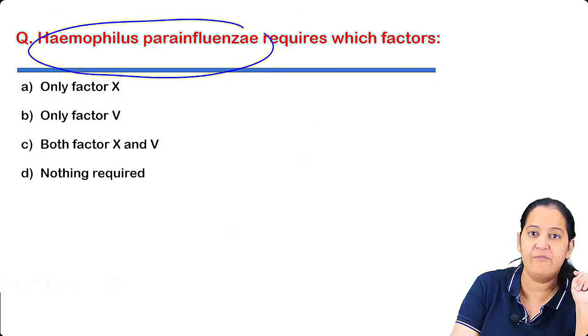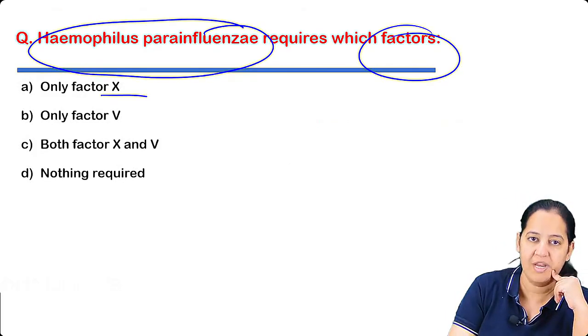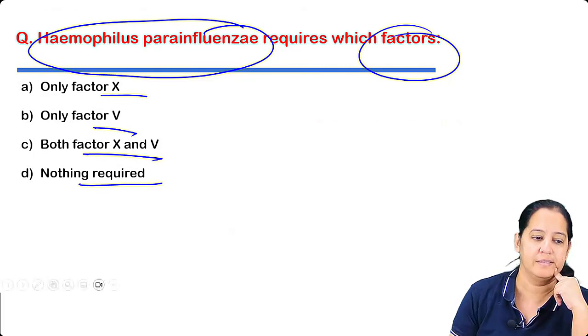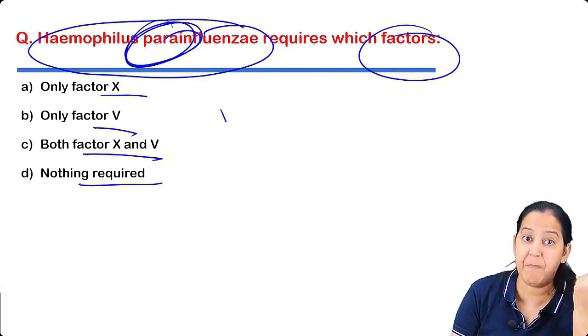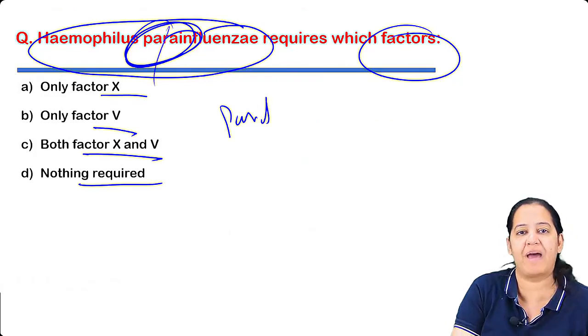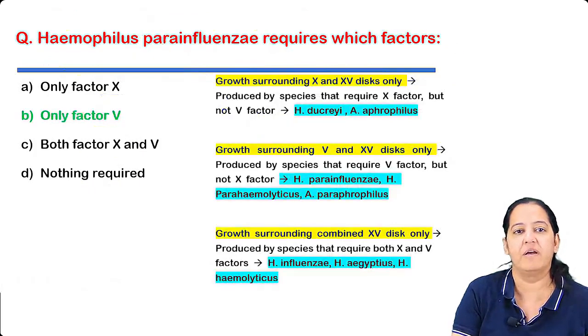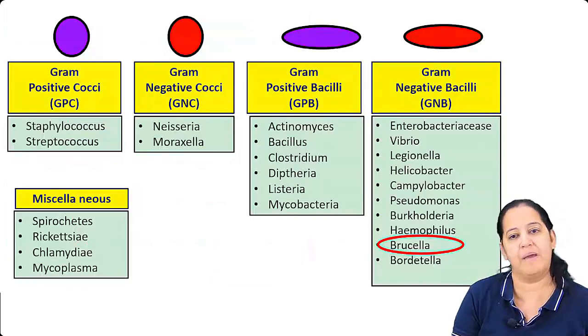Haemophilus parainfluenzae requires which factor? Only 10, only 5, both or none. Haemophilus para. What is para? Para is punch. So P for para, P for punch. It requires only 5. So in this way, you get many questions on that.